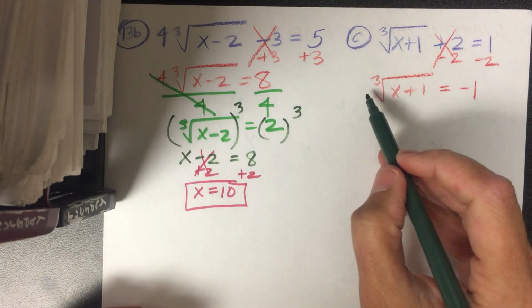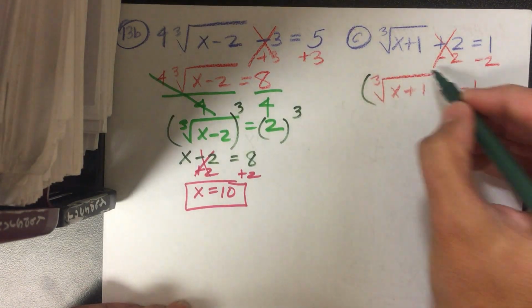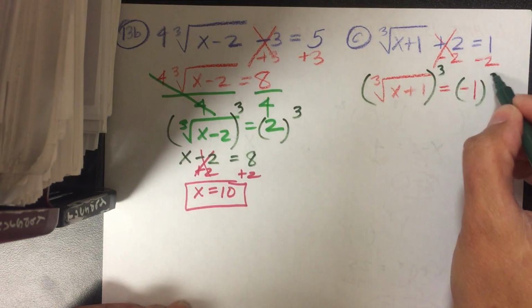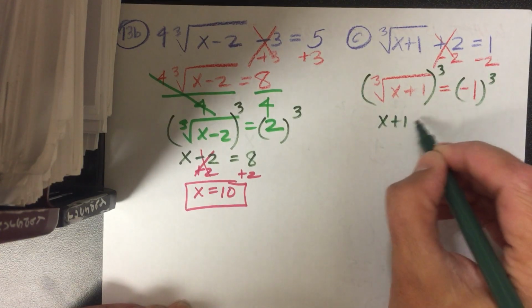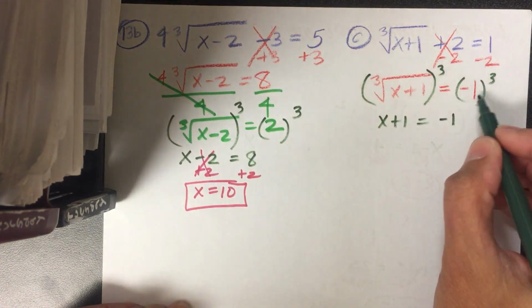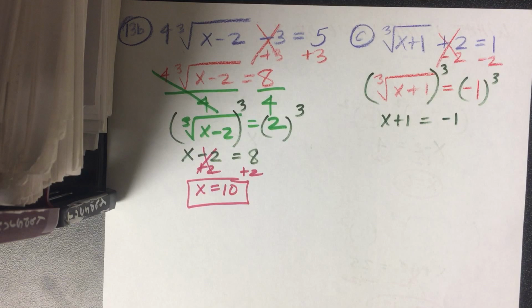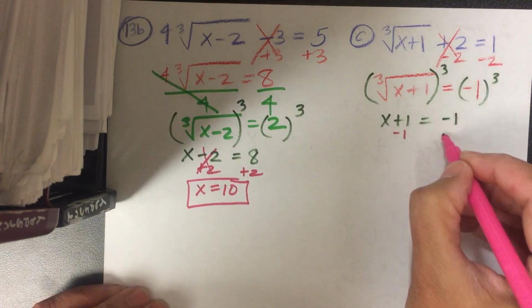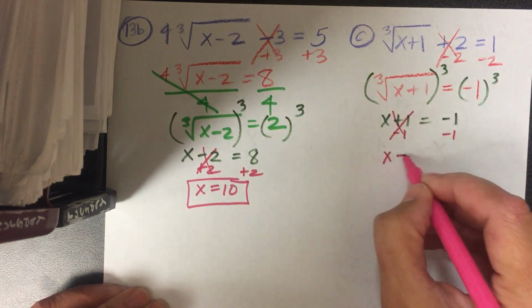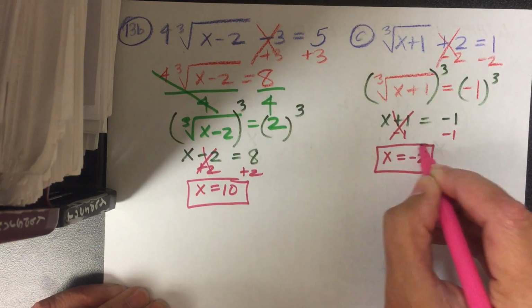My next step, I don't have anything to divide by. There's no coefficient in front of the radical, so I'm ready to cube both sides to the 3rd power. That gives me x plus 1 equals negative 1. Negative 1 to the 3rd is negative 1. And then I'm going to move the 1 over, so minus 1 minus 1. So x equals negative 2.